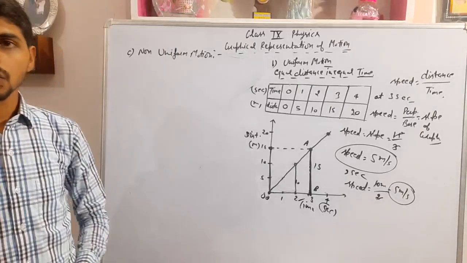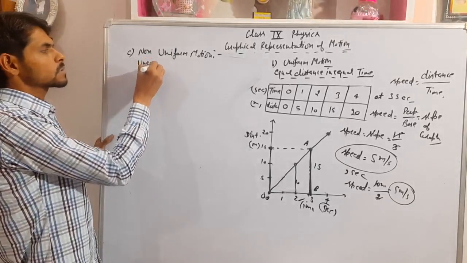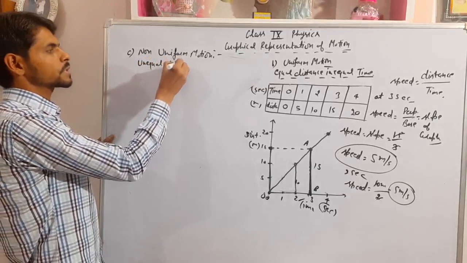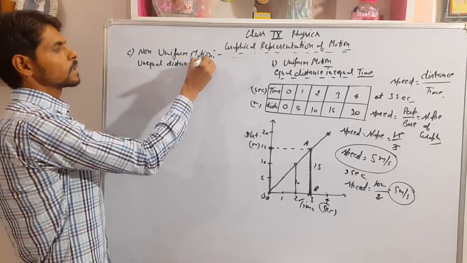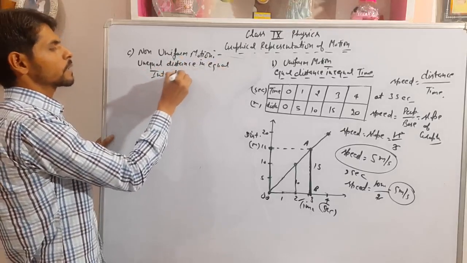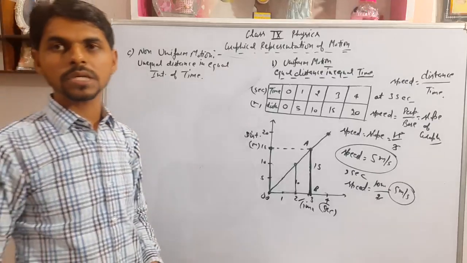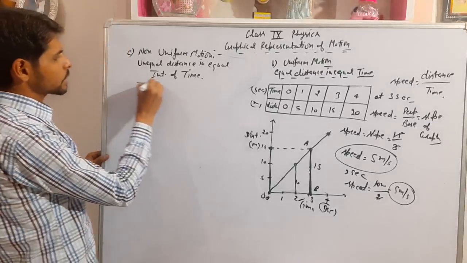So next is non-uniform motion. It means if a body covers unequal distance in equal interval of time. Time is changing equally, but distance is not changing equally. It means, I am taking an example.